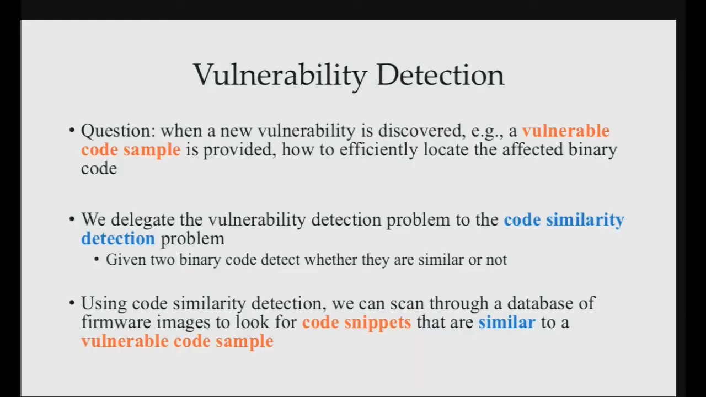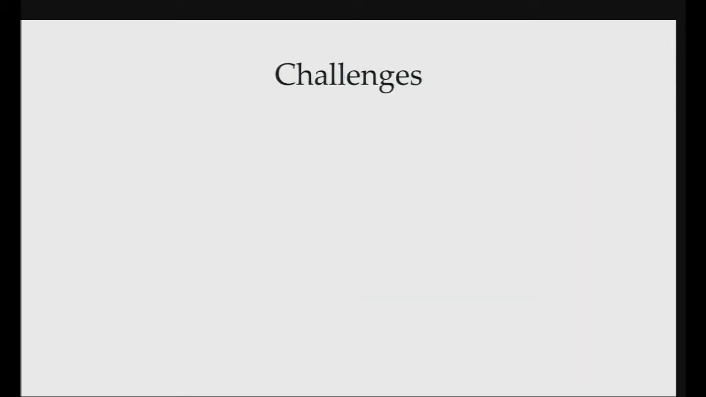So here is a simple solution. Suppose we already have a code similarity detection algorithm. Then we can simply scan through the entire database of firmware images, which contains all the binary code used in firmwares, and look for those code snippets that look very similar to the vulnerable code samples. If we find any, then we can say that this is potentially vulnerable code.